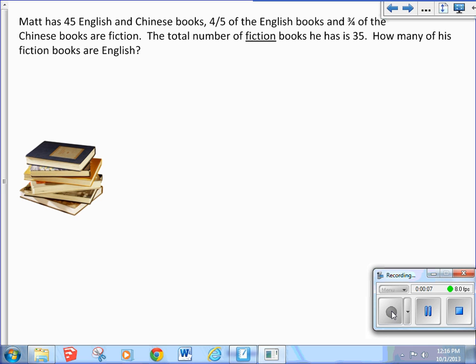Yesterday it was review type problems for most of us. Today this is a new concept, so we are going to work through this problem together. This problem is about Matt and his English books, so let me read it to you.